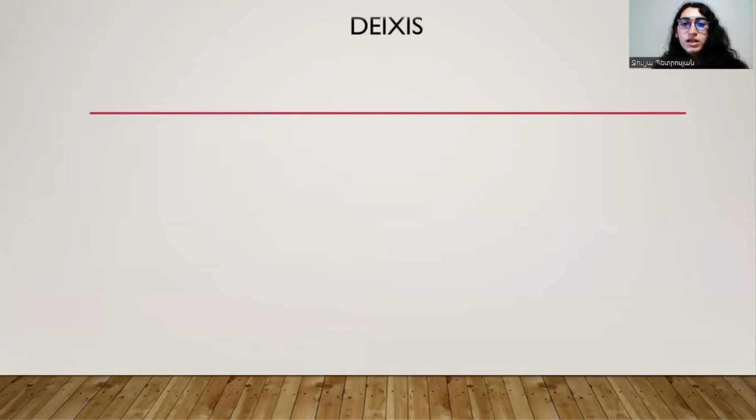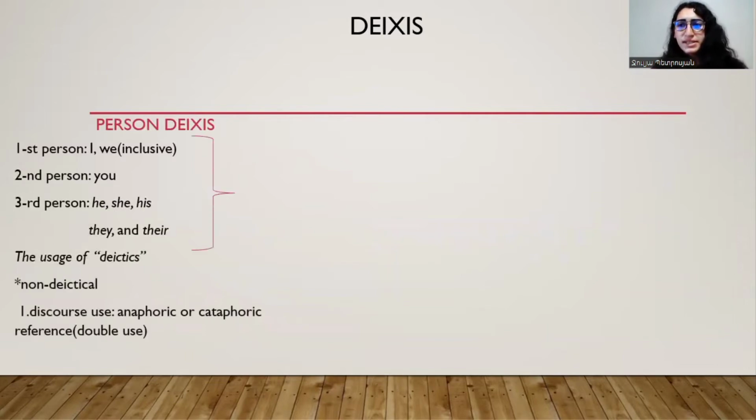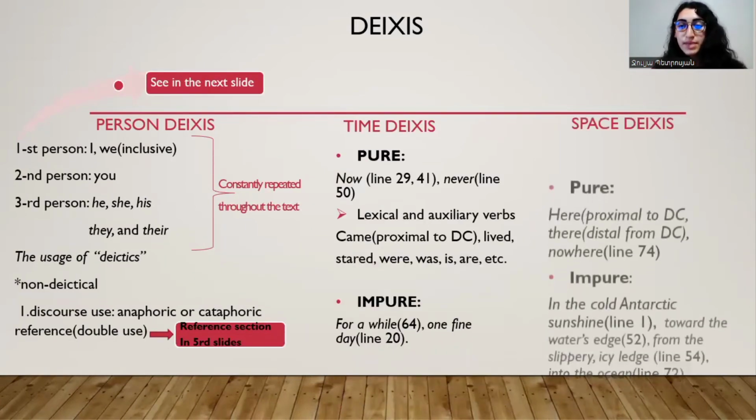So then another section, which is deixis, which is my favorite one. I have found person, space, and time deixis. In the case of person deixis, as I said in the reference section, they are also very important. I have found first person and second person deixis, pronouns, and in the case of time and space, I have found both pure and impure space and time deixis.